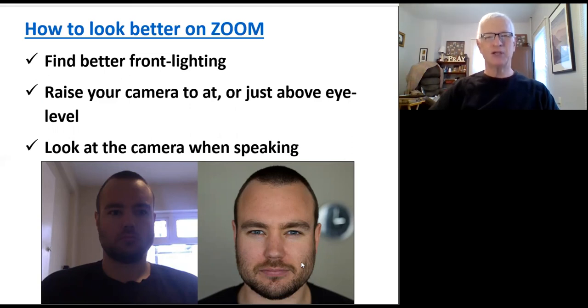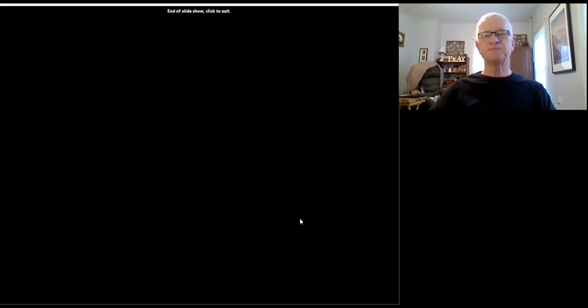You also want to raise your camera on your computer to at or just above eye level, and you want to look at the camera when you're speaking. In our North American context, this is important for communicating integrity and earnestness. So as much as possible, when we're thoughtful, we look off to the side, or when we're processing something, we might not look right at the camera, but that's okay. But when you can, look straight at the camera, and that way we can see your wonderful, beautiful face.